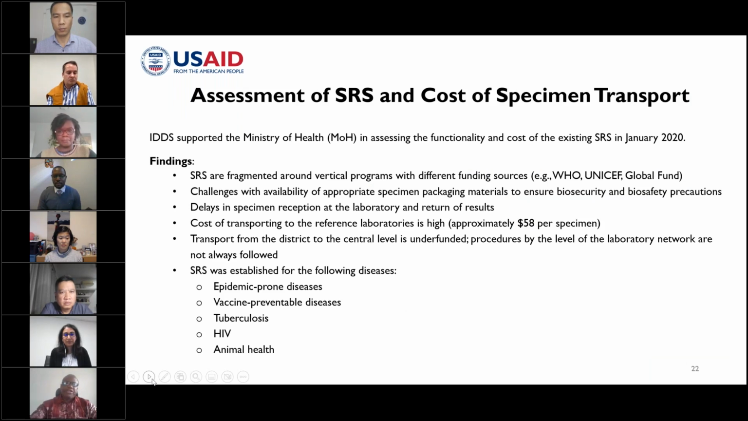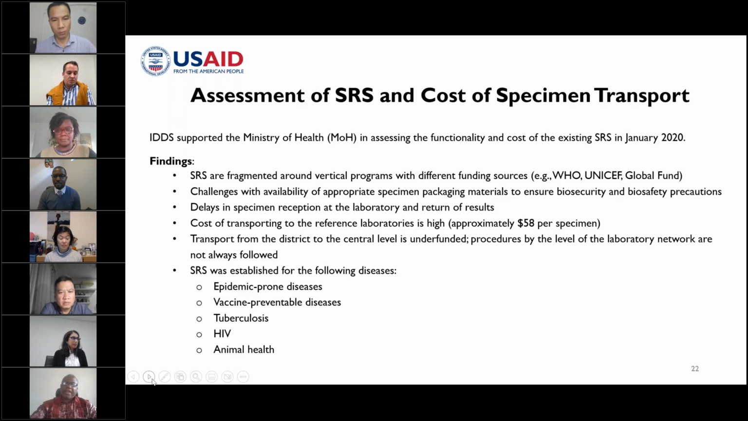Like Kamiko just mentioned, specimen transport is a major challenge for the surveillance of priority pathogens. And to address those in Guinea, we conducted in February 2020 an assessment in collaboration with the Ministry of Health to assess the functionality and the cost of the existing system. And we have some findings, and I will just cite some of them.